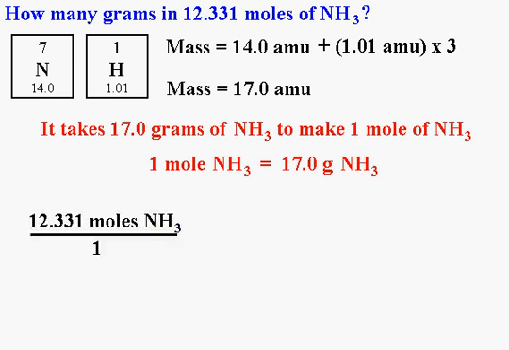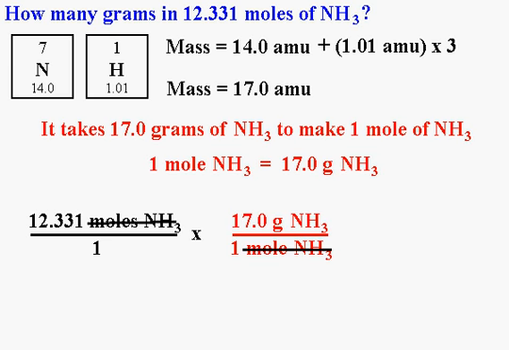We take the number we have, 12.331 moles of NH3, and we make it a fraction by putting it over 1. Then we multiply by 1, but the expression we use for 1 comes from the conversion relationship. I need to get rid of moles of NH3, so that has to cancel. So moles of NH3 goes on the bottom. I need grams to survive, so they go on the top. So my conversion is 12.331 moles of NH3 over 1 times 17.0 grams of NH3 over 1 mole of NH3.